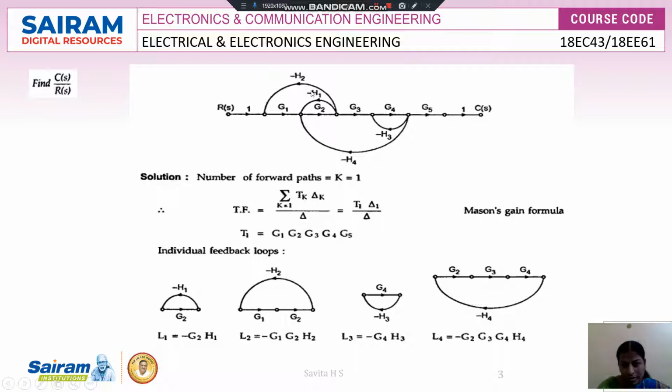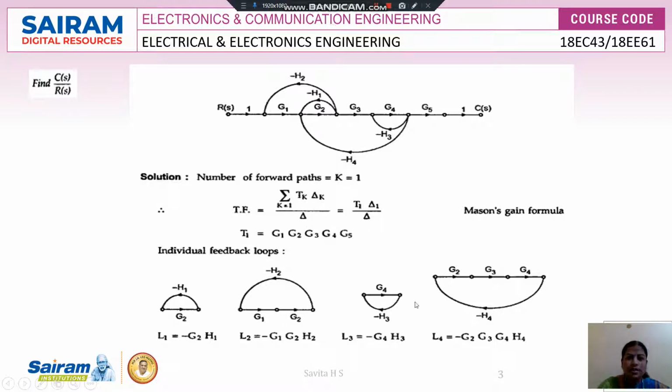You can see here the arrow marks are reverse arrow marks, so I can't take it as a forward path. The forward path is only one path, from input to output. I can write 1, G1, G2, G3, G4, G5 and C(s). Since it is one forward path, the transfer function is equal to T1 delta 1 by delta.